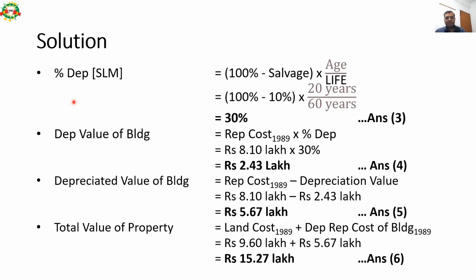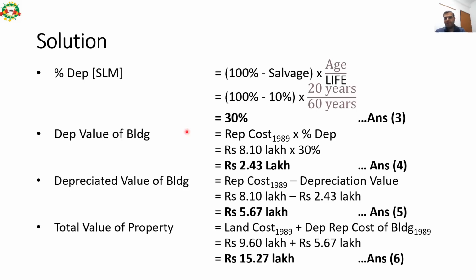Next, we have to calculate percentage depreciation using the straight line method. It is a very simple formula, which we have seen multiple times in previous sessions. It is 100 minus salvage percentage, multiplied by age, divided by total life. We have discussed the derivation multiple times in previous sessions. So 100 minus 10% salvage is given, multiplied by 20 years, divided by the total life of the building, 60 years. All this data has been given, so we can simply calculate 30% as the answer to question number 3 of this case study.